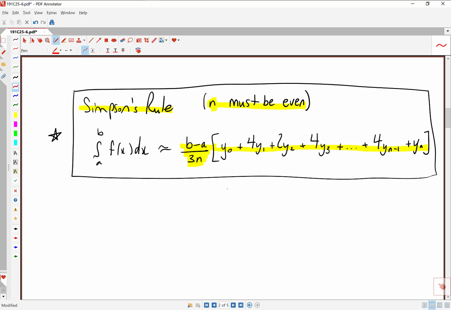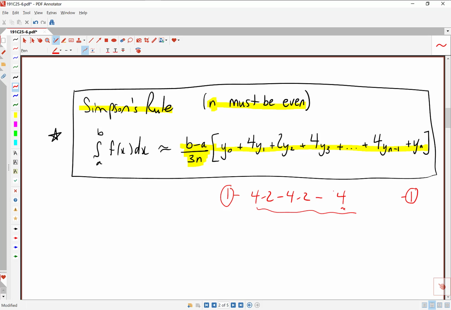The pattern is that the first and last y values that you put in here have coefficient 1, and then in the middle, the coefficients alternate 4, 2, 4, 2, etc. So 4, 2, 4, 2, all the way across here. Because you've got an even number of intervals, you'll actually have an odd number of y values. Therefore, the second last y value will always be a 4. The second last coefficient will always be a 4. So the pattern is coefficient 1 on the outside, and then on the inside, coefficients alternate 4, 2, 4, 2, 4, etc.